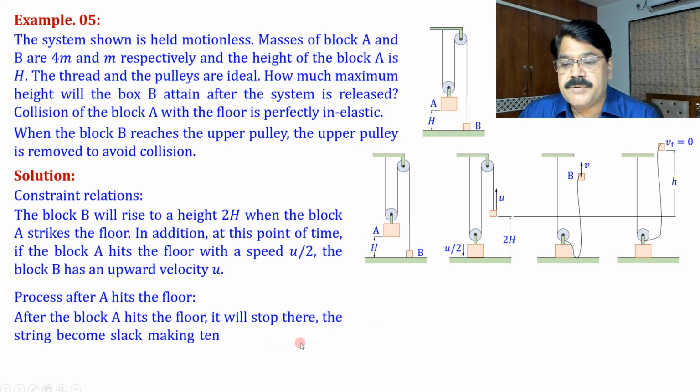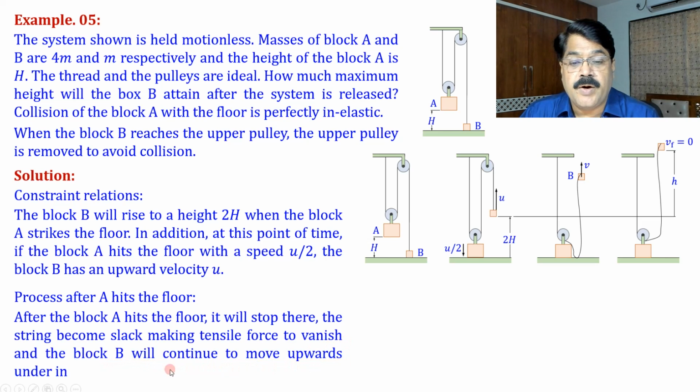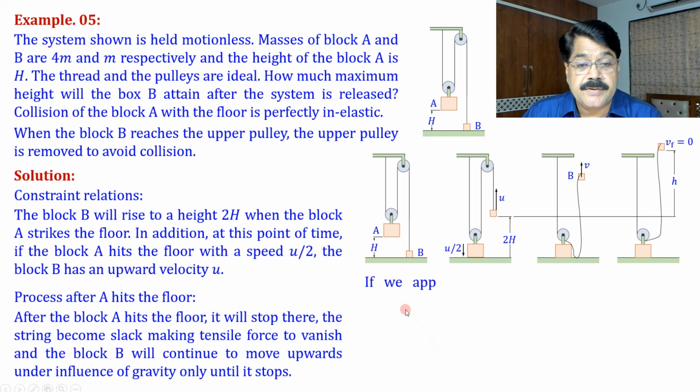After the block A hits the floor, it will stop there. The string becomes slack, making the tensile force vanish, and the block B will continue to move upwards under the influence of gravity only until it stops. So that is the entire process we have explained.